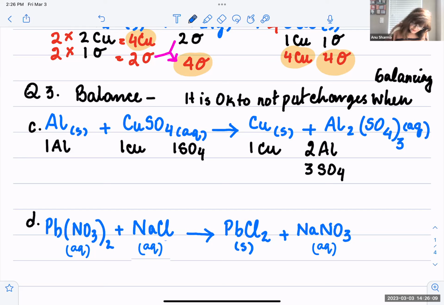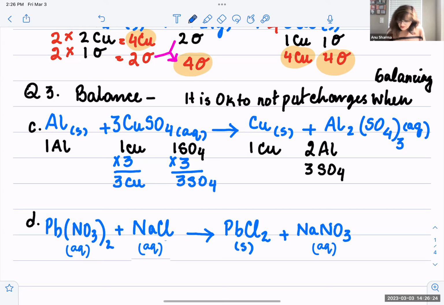So let's see, can we make this 3 sulfate? This means 3 times 1 copper and 3 times 1 sulfate, and that gives you 3 copper and 3 sulfate. Okay, so sulfate got balanced. Now there are 2 aluminum, so put 2 here. This 2 applies to 2 aluminum. So 2 aluminums, and then put 3 here for 3 copper.